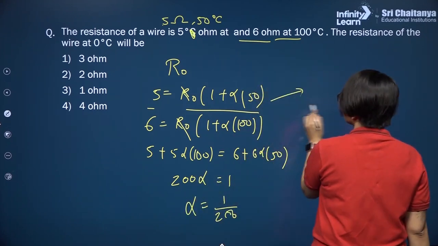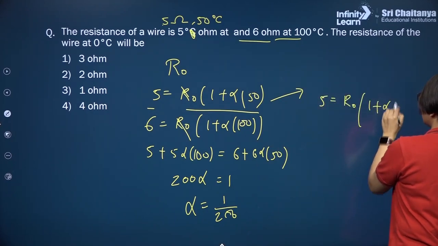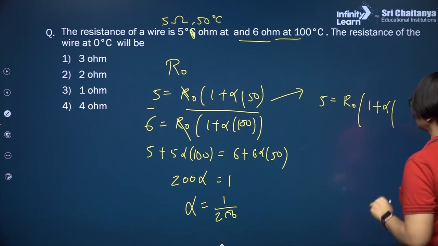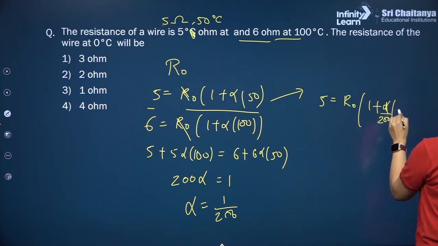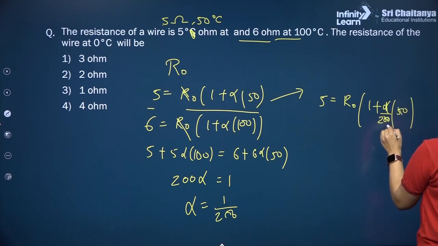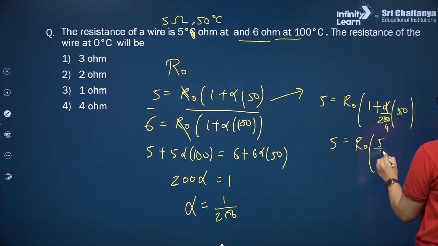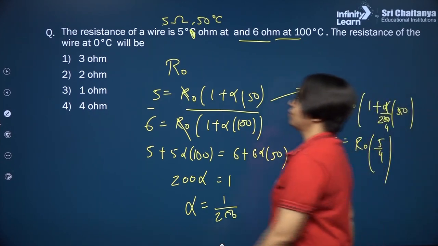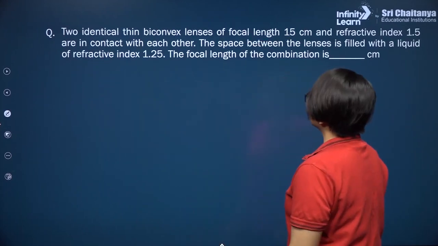Let's put it here. So 5 is equal to R naught into 1 plus alpha, which is 1 upon 200 into 50. So this is 1 plus 1 by 4, 5 by 4. So R naught will be 4 ohm, which is option 4. Option 4. Next is this one.